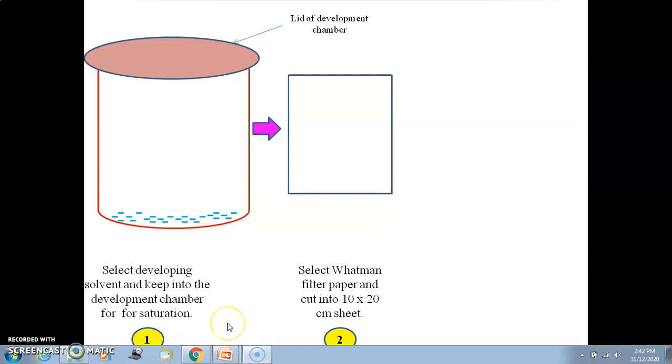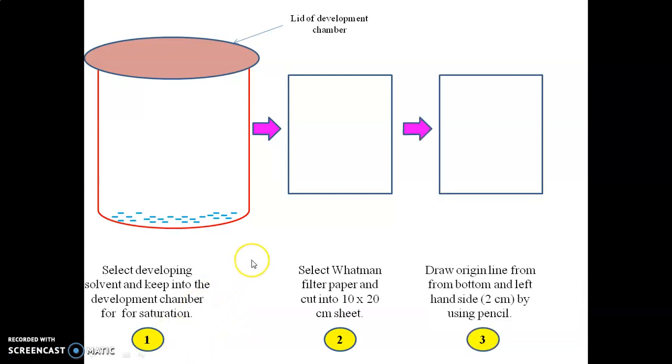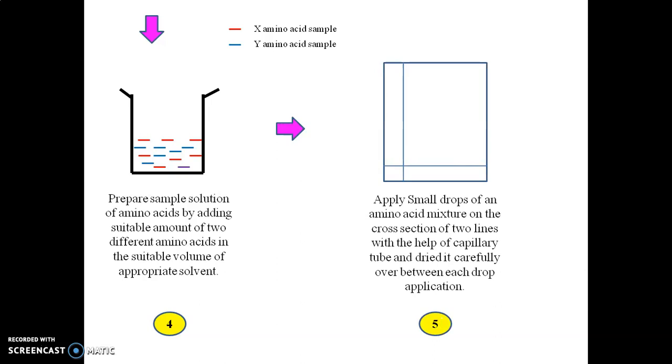Now after the selection of the filter paper, the next step is to draw the origin line from the bottom and left hand side using a pencil. Then prepare sample solutions of the amino acids by adding a suitable amount of the two different amino acids in a suitable volume of the appropriate solvent. After that, apply a small drop of the amino acid mixture on the cross section of the two lines with the help of a capillary tube, and dry it carefully between each drop application.